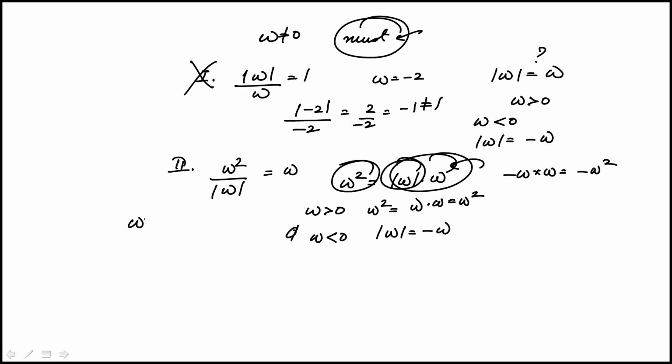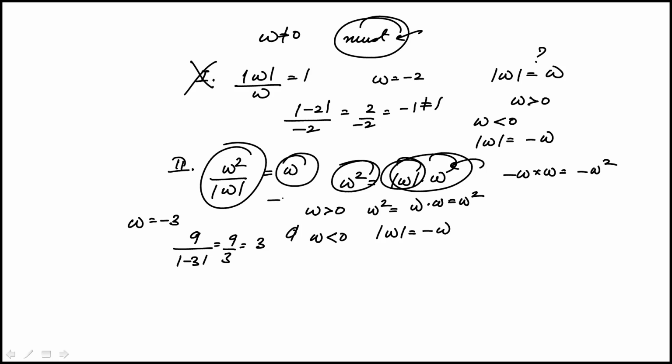But you can also do it with numbers. If you try a negative number, that piece would become 9 over absolute value of minus 3, which is 3, but this side is minus 3. They're not equal, so 2 is out.